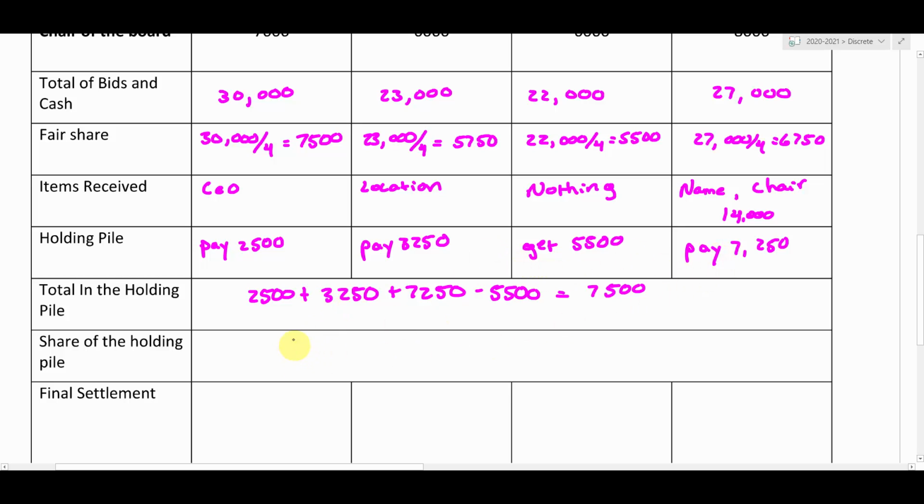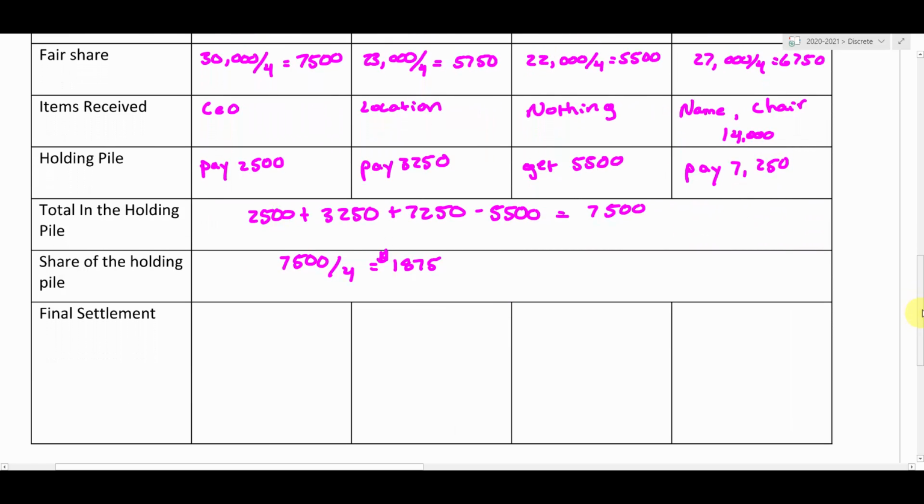And that $7,500 has to be split amongst the 4 parties. Okay, so that share, I can calculate by taking 7,500 and dividing by 4, which means each company is going to receive $1,875 back, right? So this is what was left over. We have to divide that equally amongst our 4 parties, so each of them is going to receive an additional $1,875.